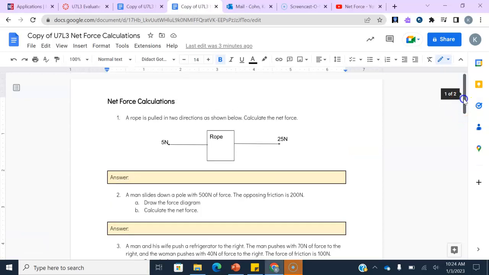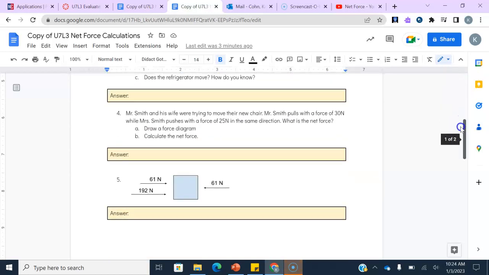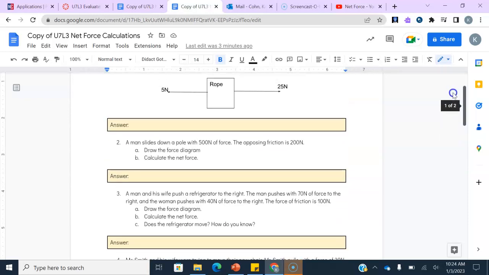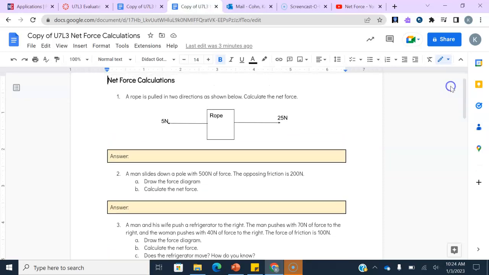All right, guys, so let's go ahead and take a look at your net force calculations. There are only 5 problems today. 1 and 5 are just simple calculations. You have a diagram here, and you just have to answer what the overall force is. So we can do number 1 together really quickly.